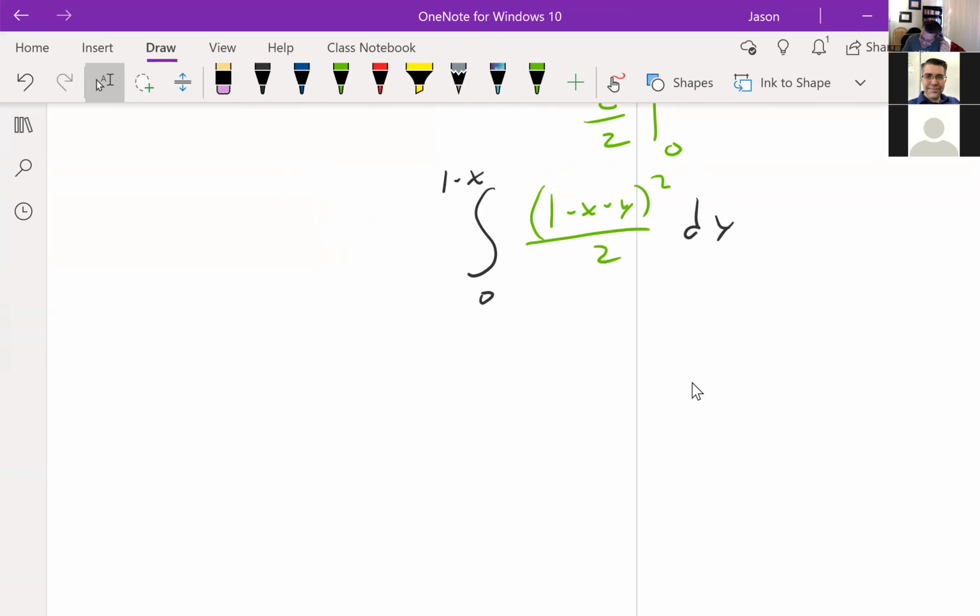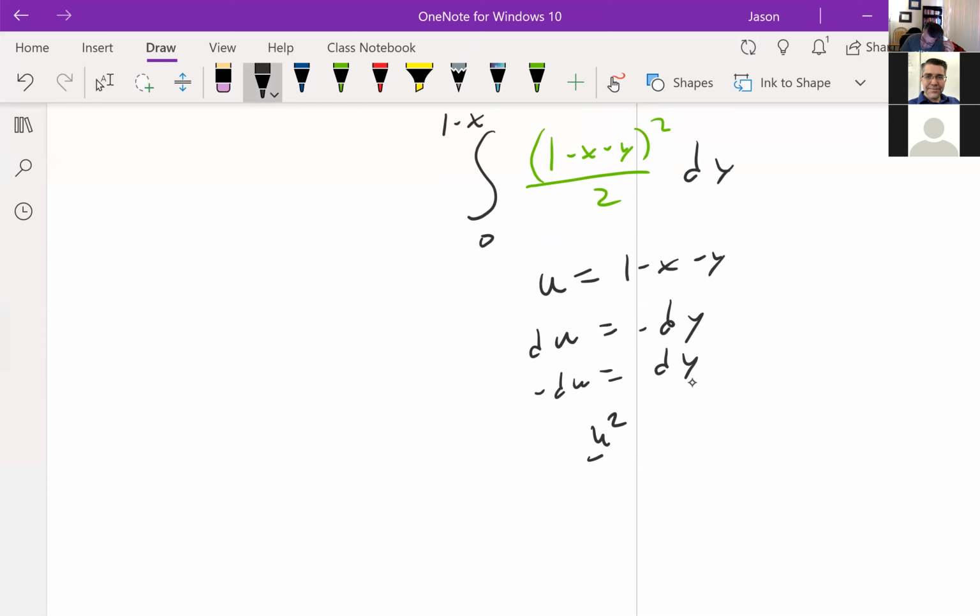Okay, so now let's do a u-du on this. We're only integrating with respect to y, so x in this case is a constant. What's u in this case? u is equal to 1 minus x minus y. What's du? Well, isn't that just negative dy, because x is a constant? So negative du is equal to dy. Okay, so this is going to be u squared over 2 times negative du.